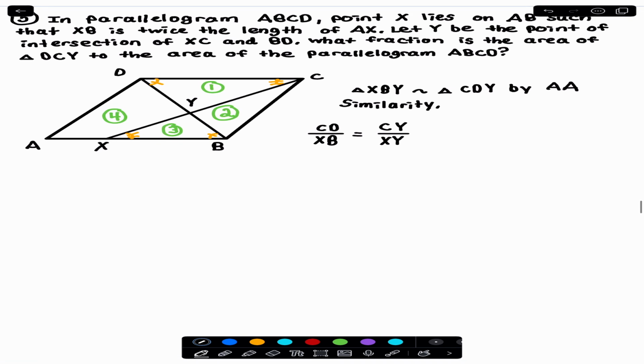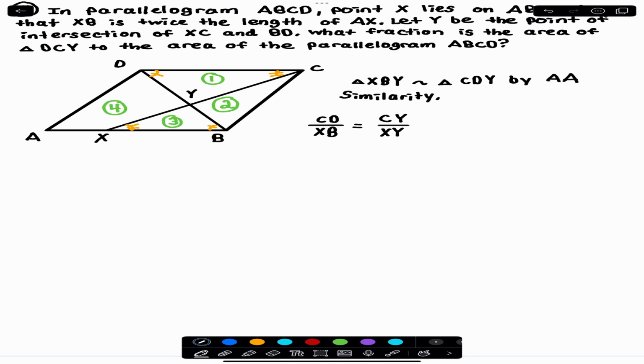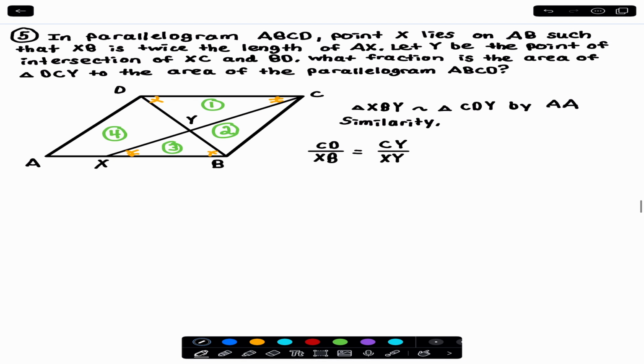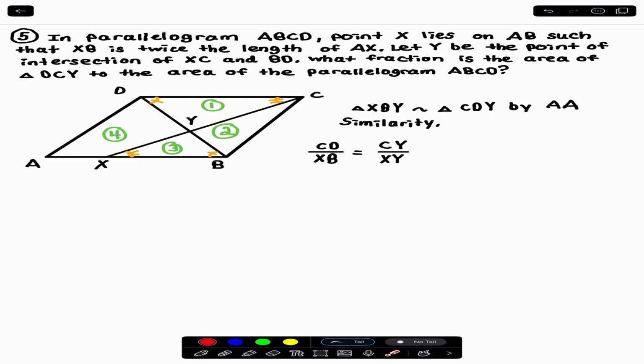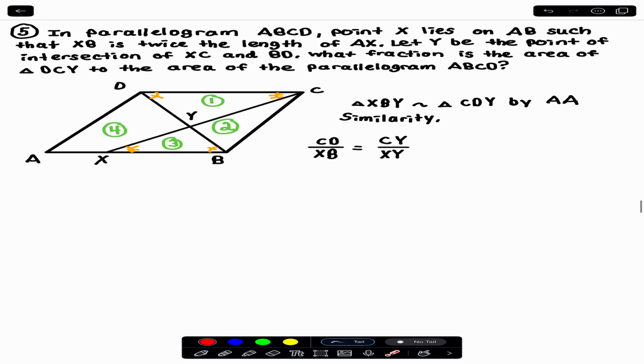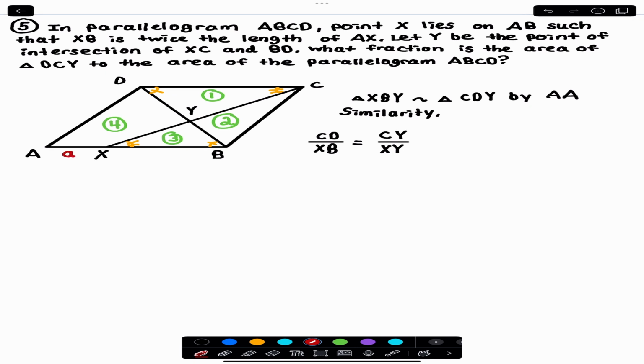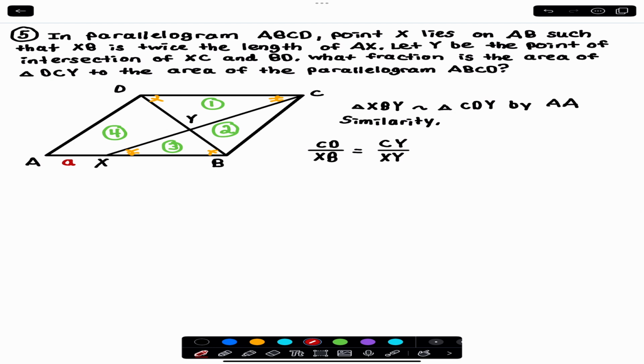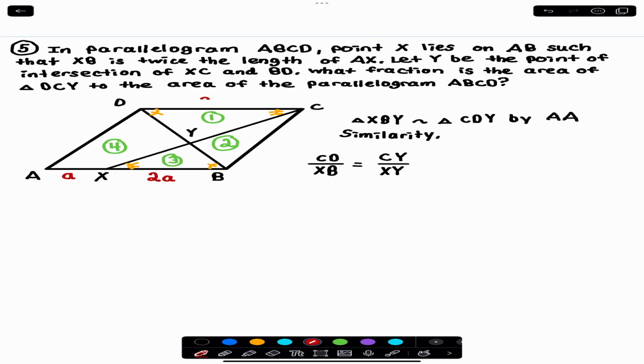Now, we do not know any lengths, CD, XB, CY, XY, so I think it's time we go back. Actually, I should have done this at the start, but regardless, better late than never. Let's go back to our problem, and let's see, XB is twice the length of AX. Let's go ahead and call AX A, so that BX is twice as long. And keep in mind, because this is a parallelogram, AB is equal to CD. This means CD is equal to A plus 2A, so that's 3A.